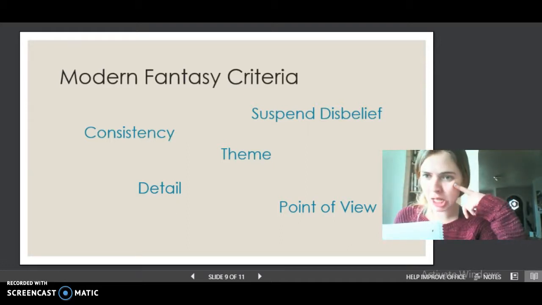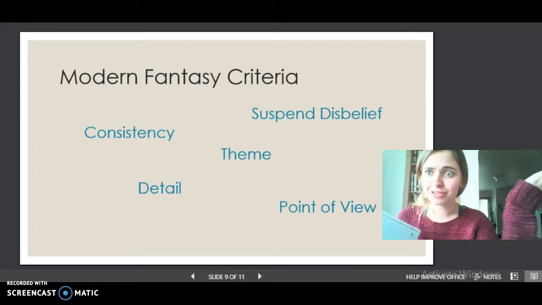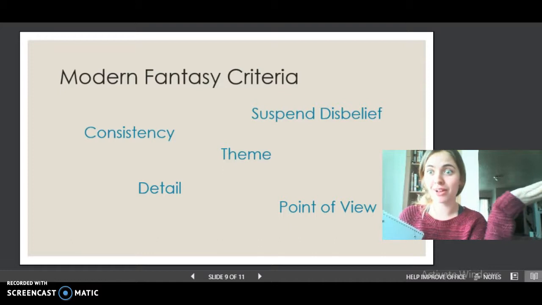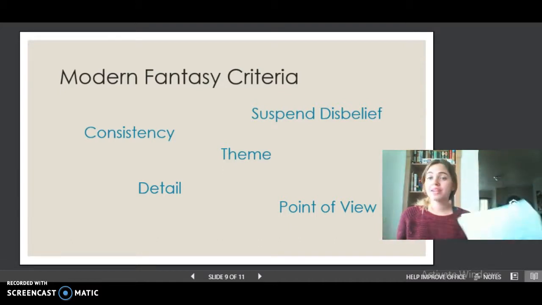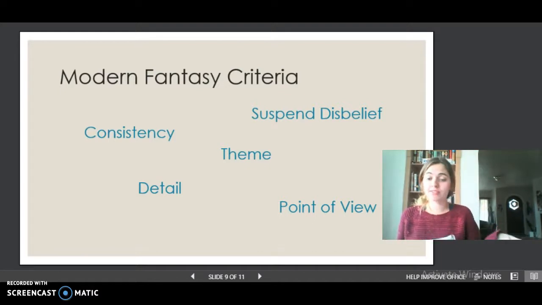Consistency. Does Gail Carson Levine use consistency in her story? Yes, she does. The curse has to follow its own rules. If someone commands Ella to do something, she has to obey. She can find loopholes in her obeying, but in the end, she has to do that. Okay.